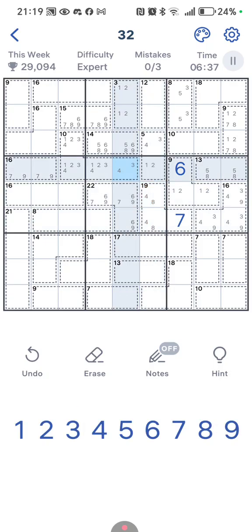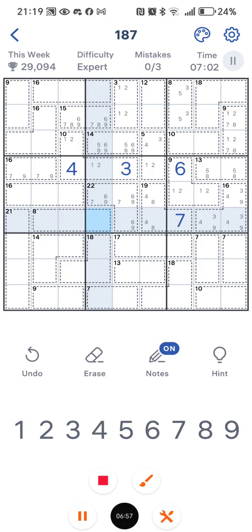Which means that that has to be 3. This has to be 4. So that means that's 1 and 2. Excellent. Okay. We're back. 1, 2, 3, 4. This has got to be a 5 now. That's a 5. Then this has to be 1 and 2. What else?